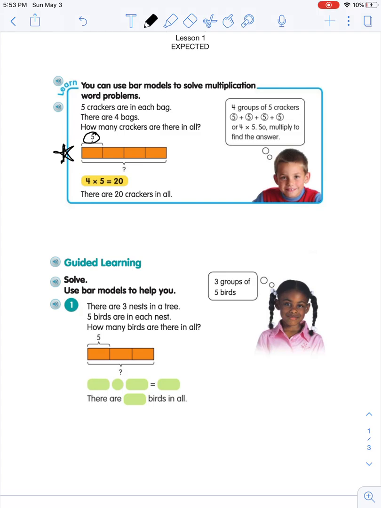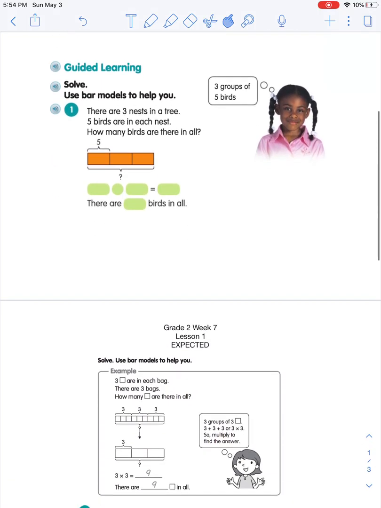So we know if I have 4 groups of 5 in each group, I'm doing some multiplication, right? I'm doing 4 times 5. Or if we look over here, we can think of it as 4 groups of 5 crackers, and that's the same thing as saying 5 plus 5 plus 5 plus 5, or 4 times 5. So we can multiply to find the answer. You could also skip count on your fingers, whatever skill you want to use. But we know if we do 4 times 5, we're going to get 20. So there are 20 crackers in all.